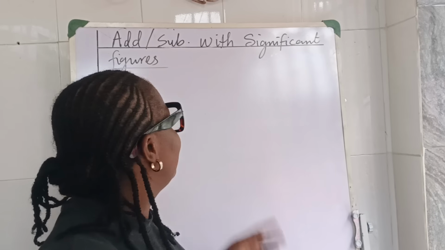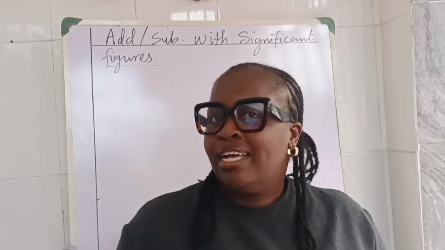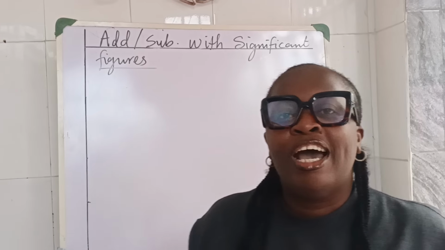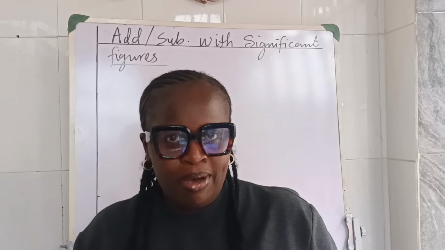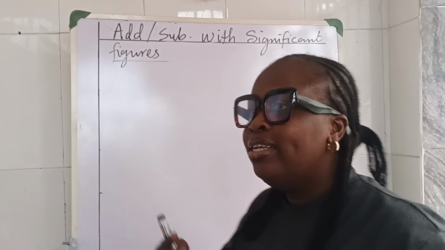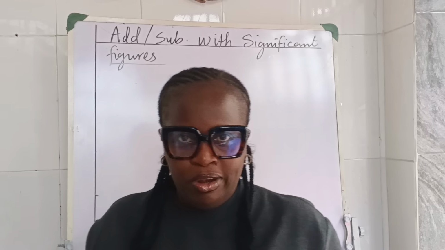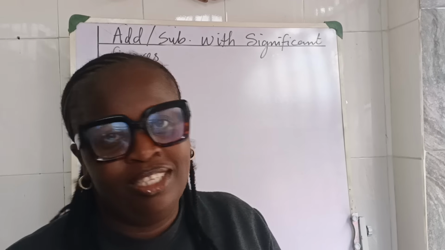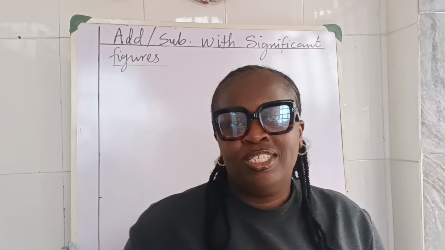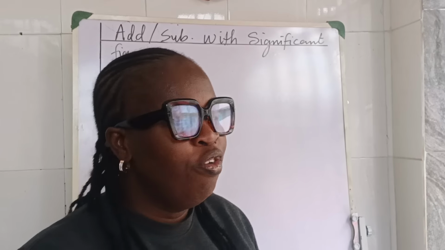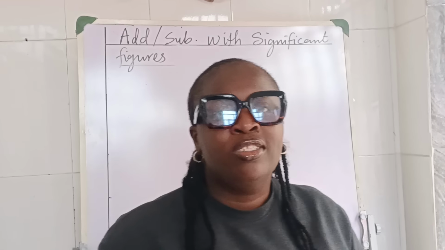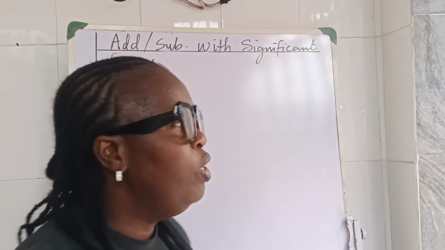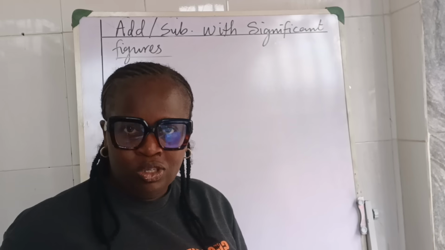Today we'll be looking at subtraction and addition with significant figures. Now in our last lesson we talked about how to find significant figures in a number, right? You can check our channel. It was a loaded explanation, and I know you'll get one or two from there. Just check our channel on significant figures, you will see it there. But for today, we'll be doing the addition and the subtraction.